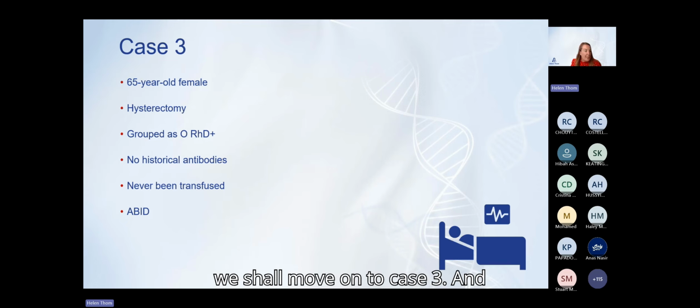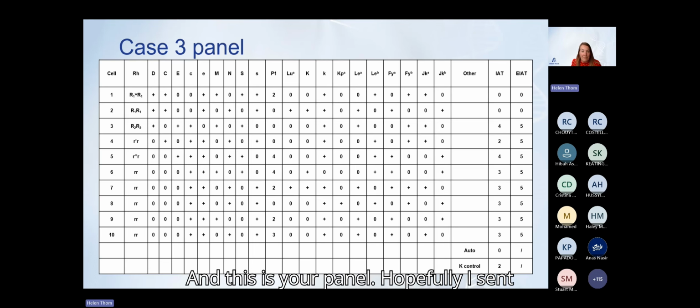Right, we shall move on to case 3, and unlike me, we still actually have some time left, which is quite good. So here we've got a 65-year-old female. They're having a hysterectomy. They are all positive, no historical antibodies, never been transfused, and you received a request for an antibody ID. And this is your panel. Hopefully I sent you the right panel out for this one as well. So I will just launch the next poll. So this is just asking what you found.